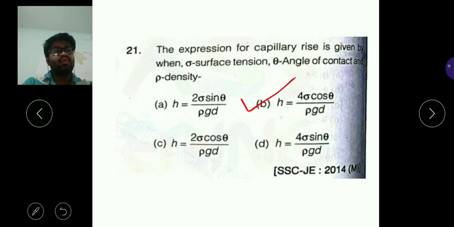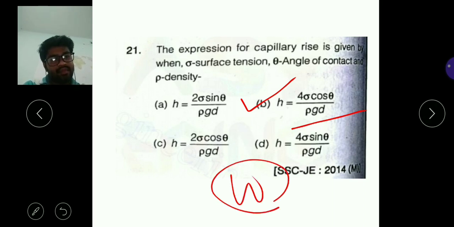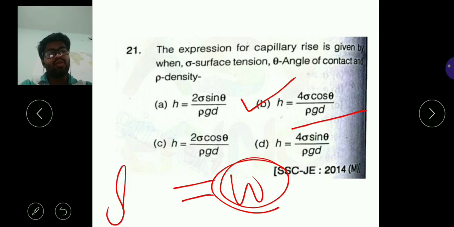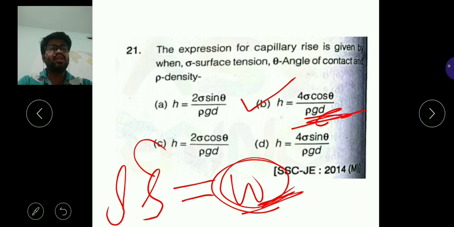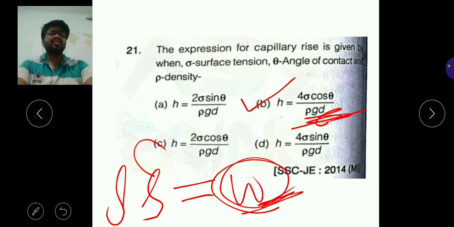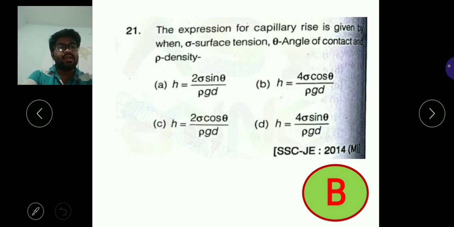Okay, then 20, the expression of capillary rise that we have already known, B option will be correct. So 4 sigma cos theta by rho g d. Previously I mentioned W, that is the specific weight. So specific weight will be equal to rho, the density of the liquid, into g, the acceleration due to gravity. So W equal to rho g. So we can replace W by rho g here, and we get 4 sigma cos theta divided by rho g D. So this will be the answer.